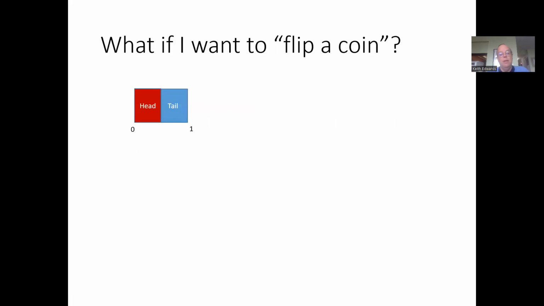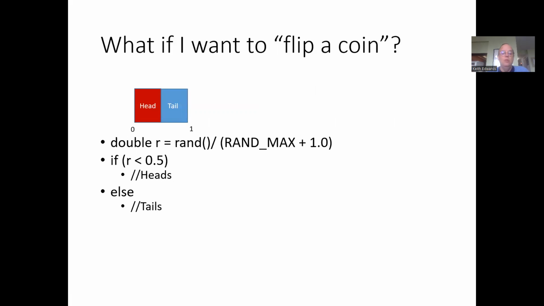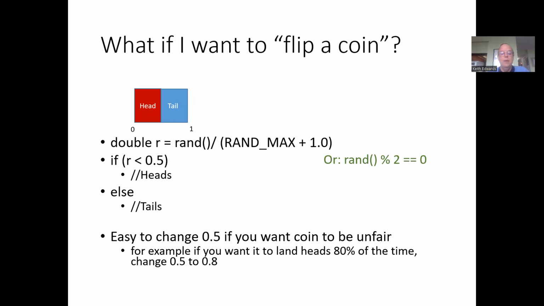What if we wanted to flip a coin? Well, we could do that range between 0 and 1. If it was less than 0.5, it's heads. Otherwise, it would be tails. Or we could do rand percent 2. If it's 0, that would be heads. If it's 1, it's tails. And that gives us an easy 0.5 chance.